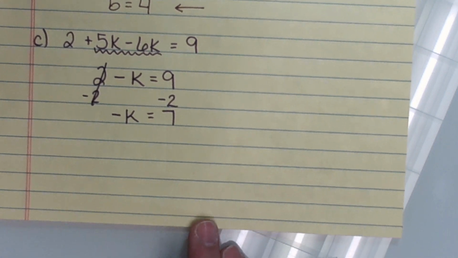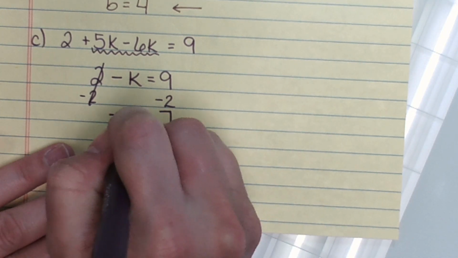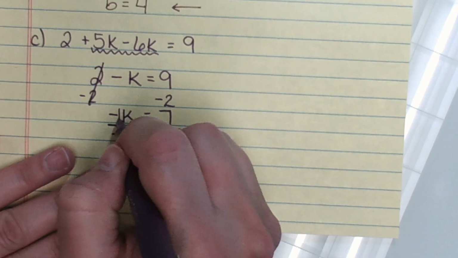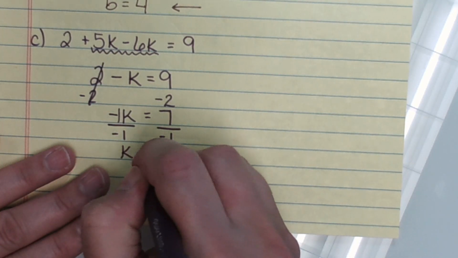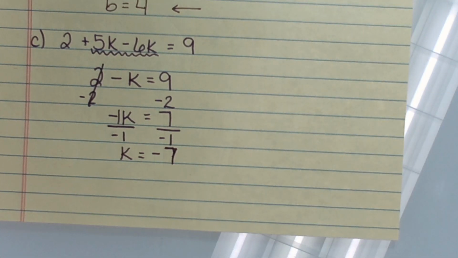Divide by negative 1, or multiply by negative 1 also gets rid of a negative. The most common is to divide by it, because that's the invisible 1 hanging out and being multiplied by k. K equals negative 7. Okay?